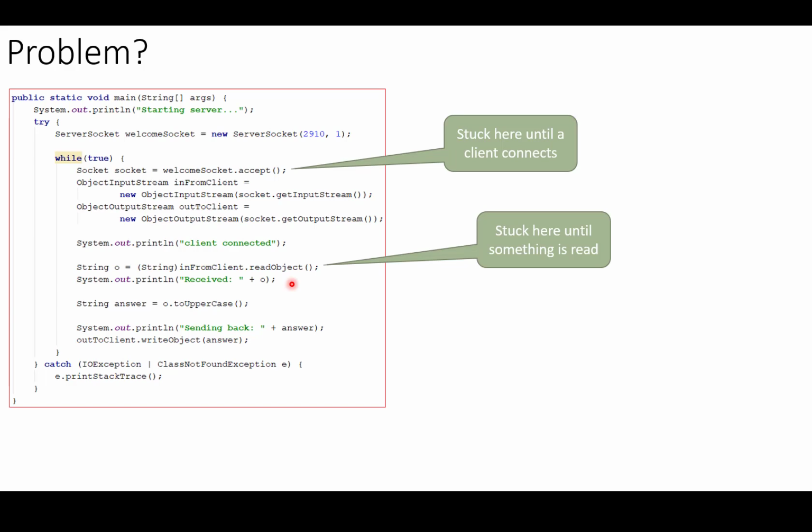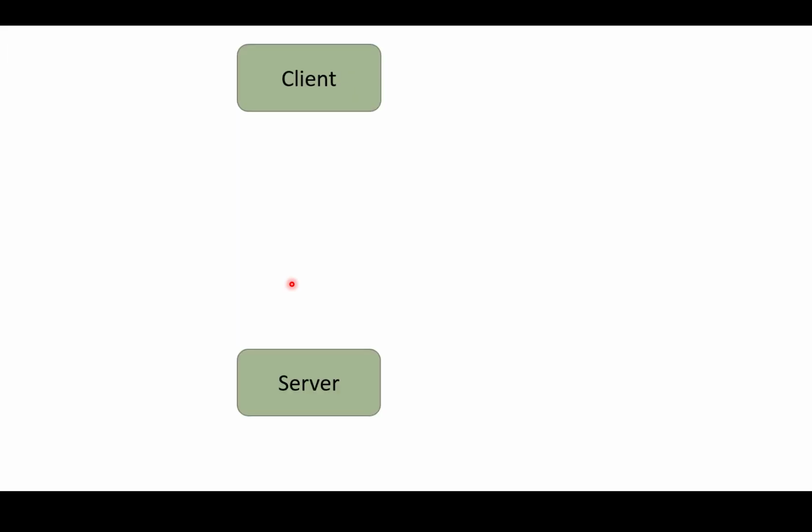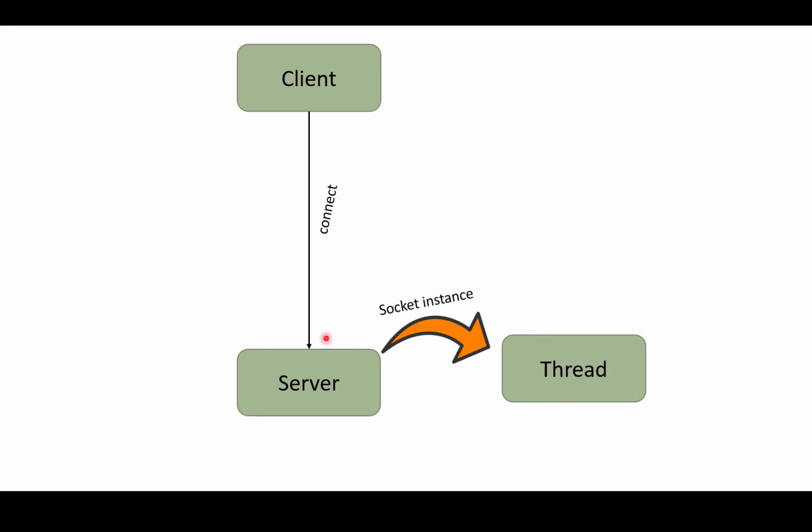So we want to expand our example so that we can handle multiple clients at the same time, and this is how it's going to work. Here we go, my client and my server. My client will connect, so that's the welcome socket.accept or server socket or whatever you call it. And the idea is now that we use a new thread. So the socket instance that I get out of the accept call here, I hand that over to a new thread, a class that I make and run in a new thread. And then this thread is responsible for interacting with the client, right?